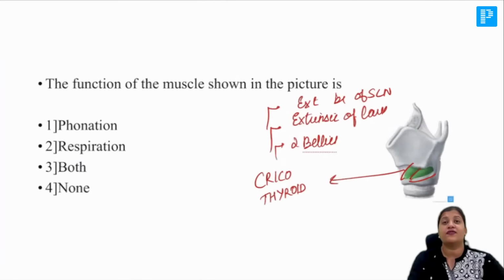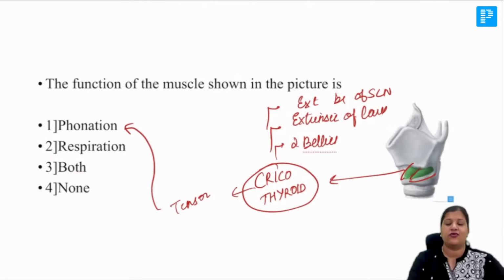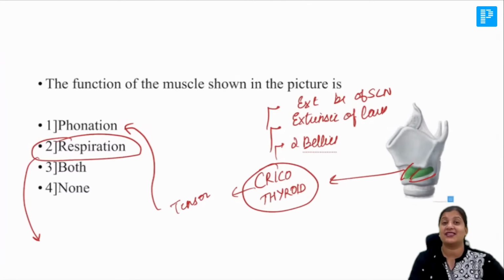So the function of this muscle is that it is a tensor of the vocal cord. And since it is a tensor of the vocal cord, what is it responsible for? It is responsible for phonation. Can you all tell me what is the muscle responsible for respiration, which is the only abductor of the vocal cord?